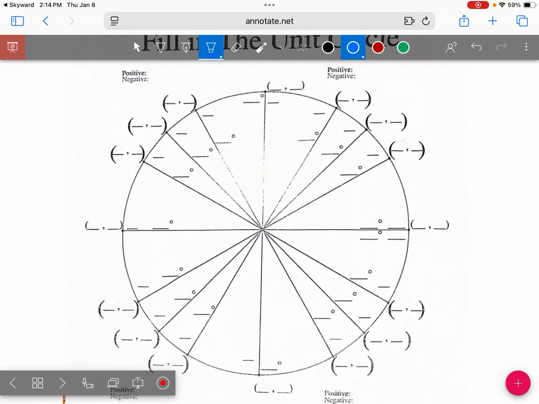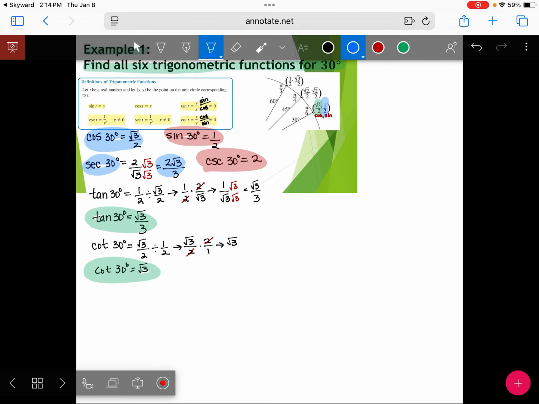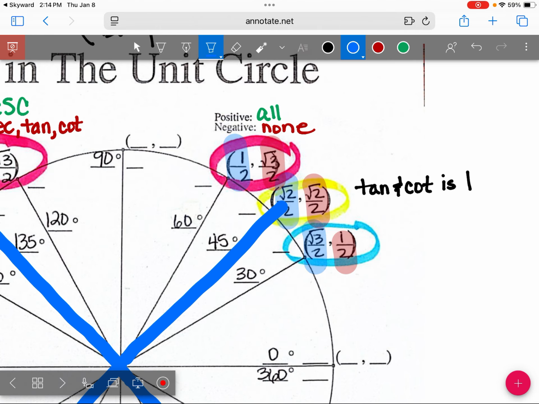So here, let me go to the one I already filled out. Okay, so 30 degrees is the same as pi over 6. That's pi over 6. 45 degrees is pi over 4. 60 degrees is pi over 3. And 90 is pi over 2. And this is also 0. 0 degrees is 0 radians. All right, so we got the first quadrant.